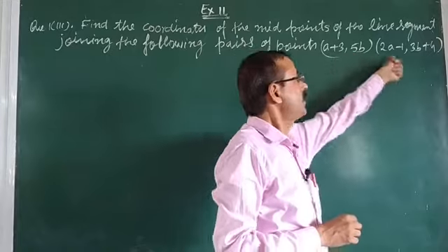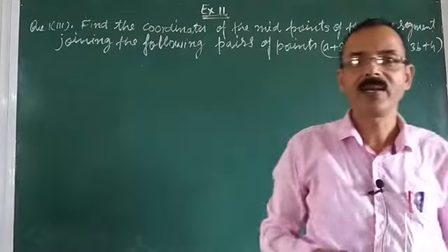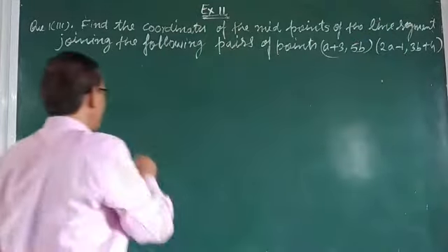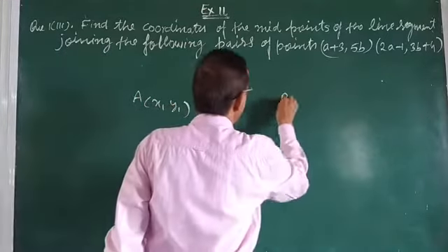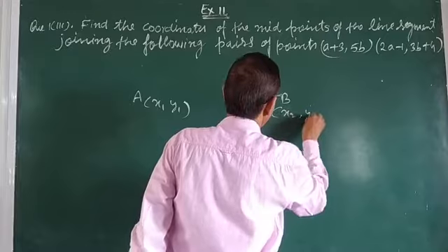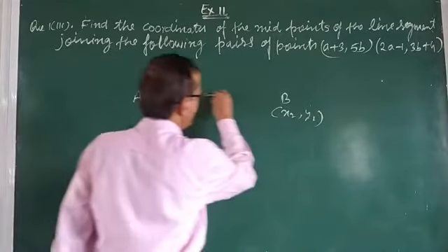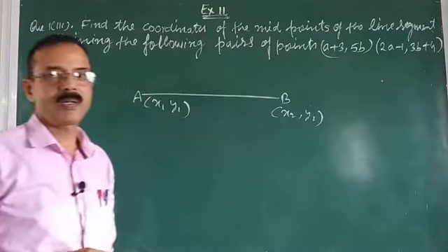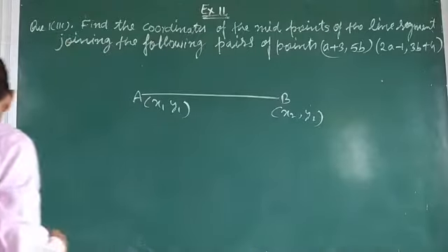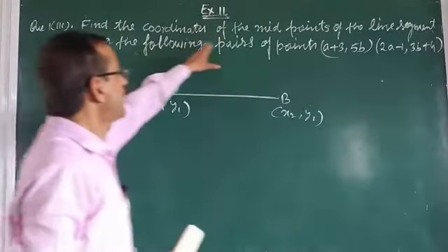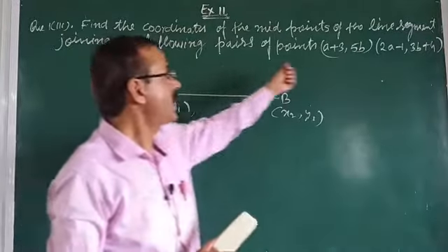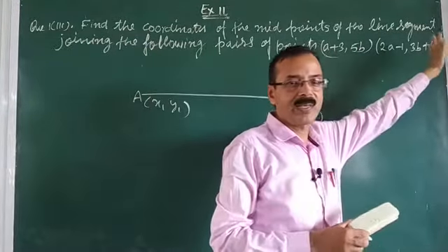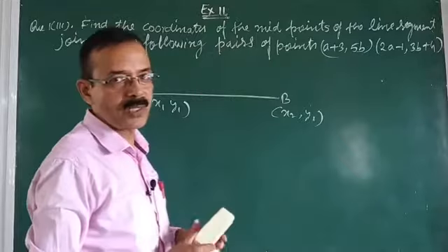If we join two points, what will form? A line segment. If two points are given, A (x1, y1) and B (x2, y2), and we join these two points, a line segment will be formed. So here, find the coordinates of the midpoint of the line segment formed by joining these two points. By using these two points, what do you have to find?